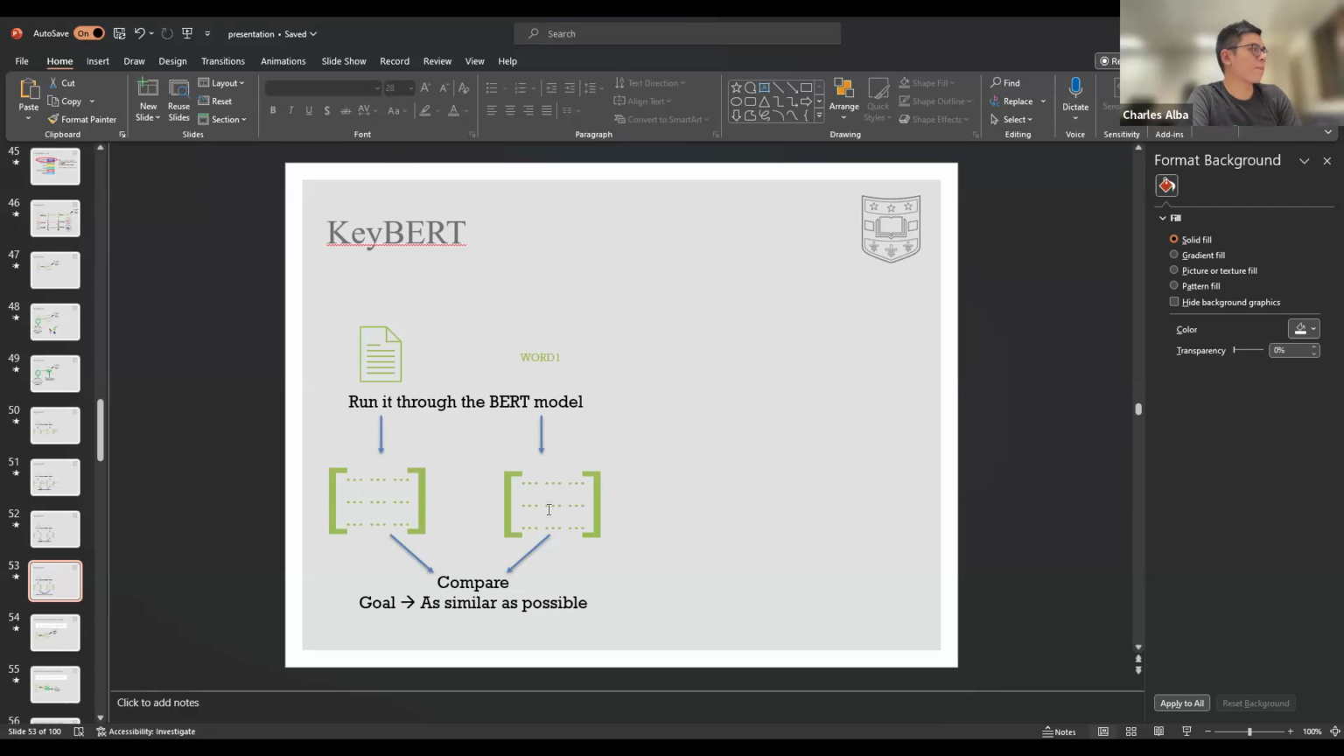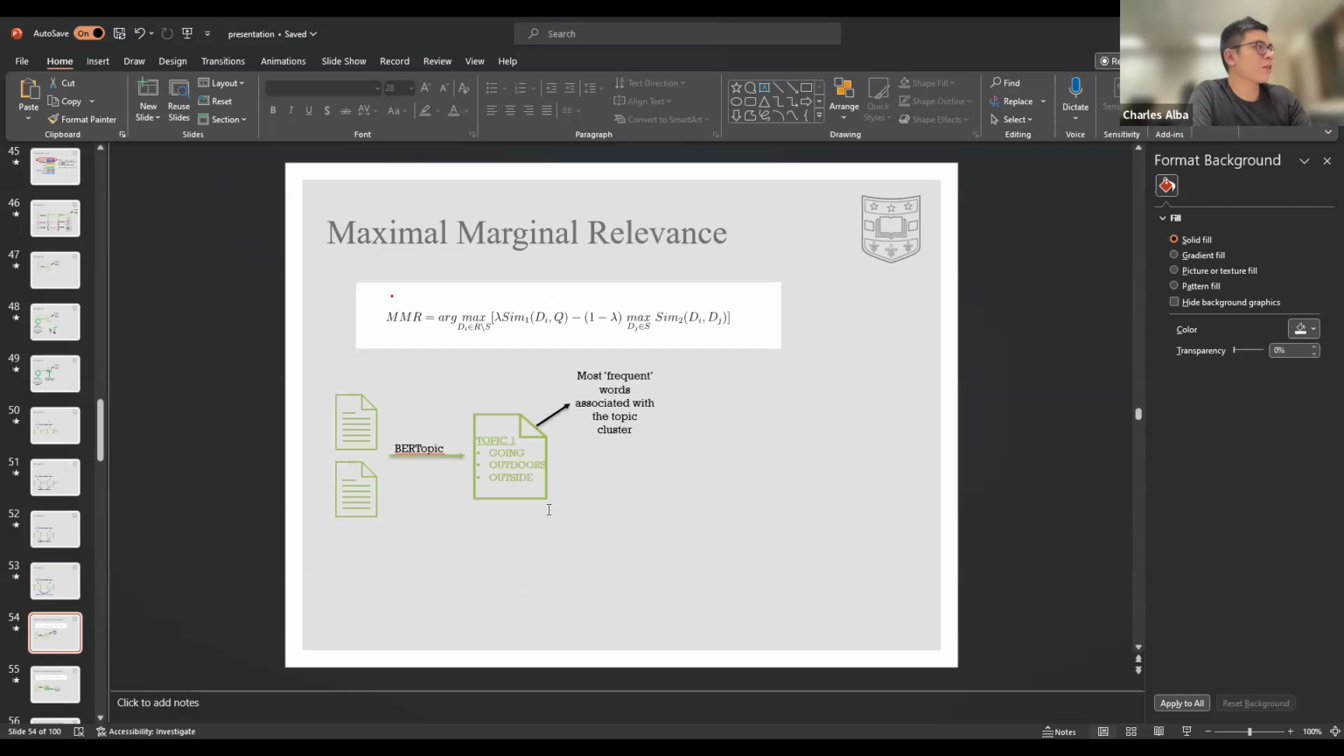Yeah, absolutely correct. But there's another one called maximal marginal relevance, and it's this equation here, but let's ignore the equation for now. For those who love math, that's the equation. So the idea being that the most frequent words associated with this topic cluster are, say, going outdoors and outside, assuming this is the output of your topic model. Fine, it's great, but outdoors and outside are the same, right? Why are you giving me both the same words? No, thank you.